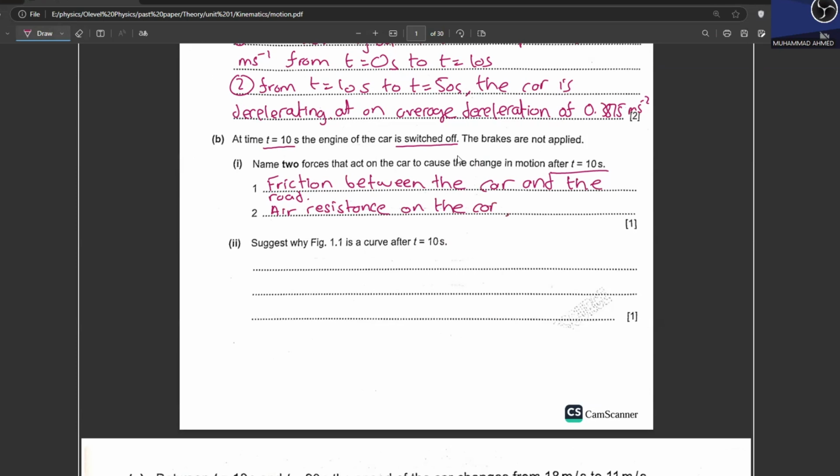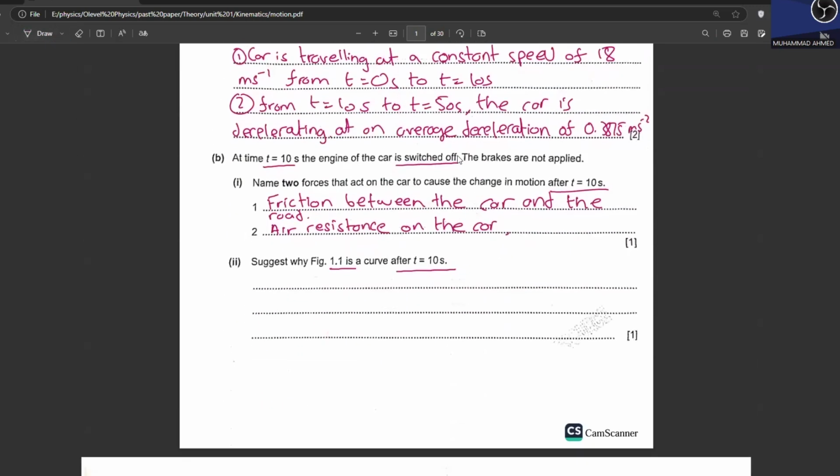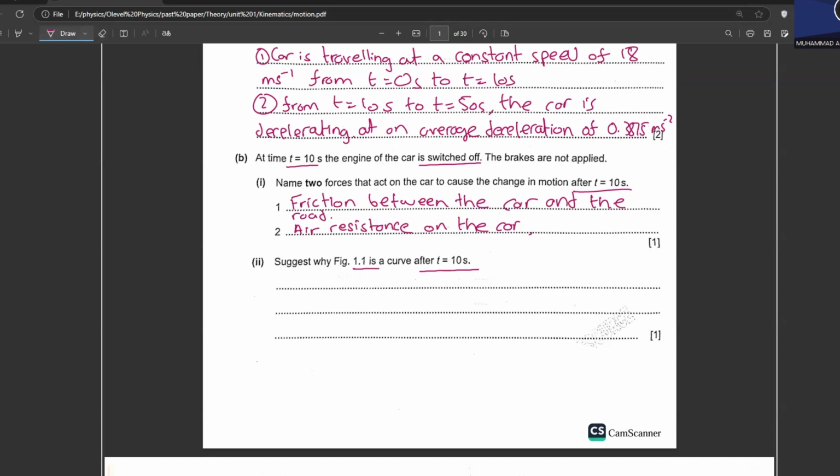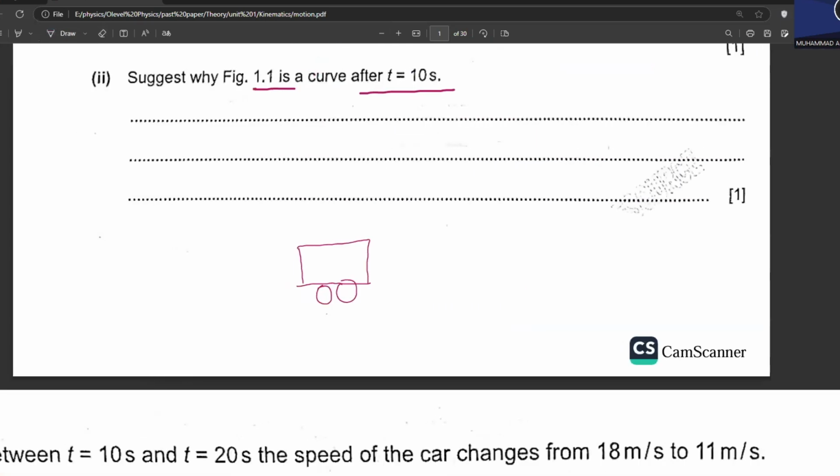Okay, let's see a part 2. Suggest why figure 1.1 is a curve after 10 seconds. Okay. Suggest why this is a curve. That's very easy. So to answer this question, although this is a one marker question, let's study a diagram for this. Let's say this is your car.